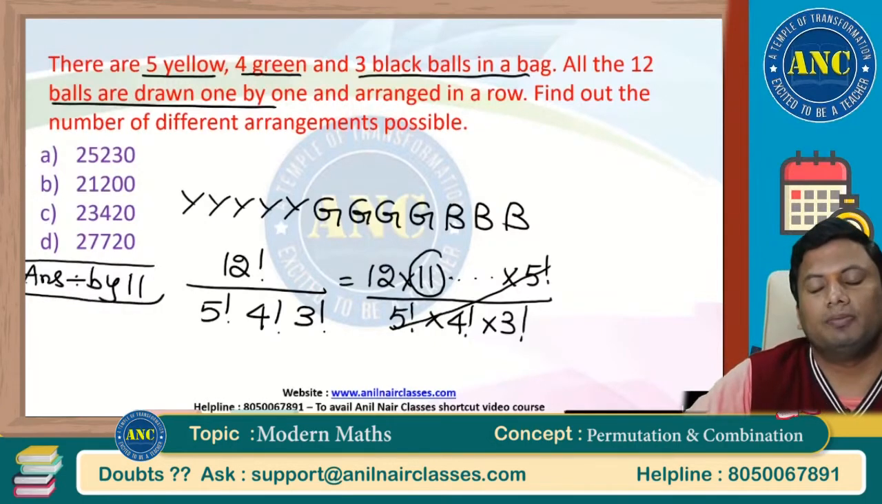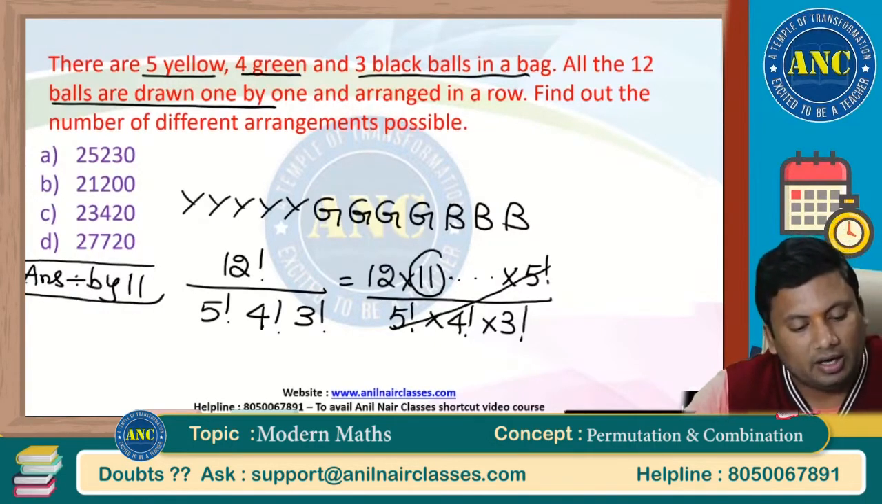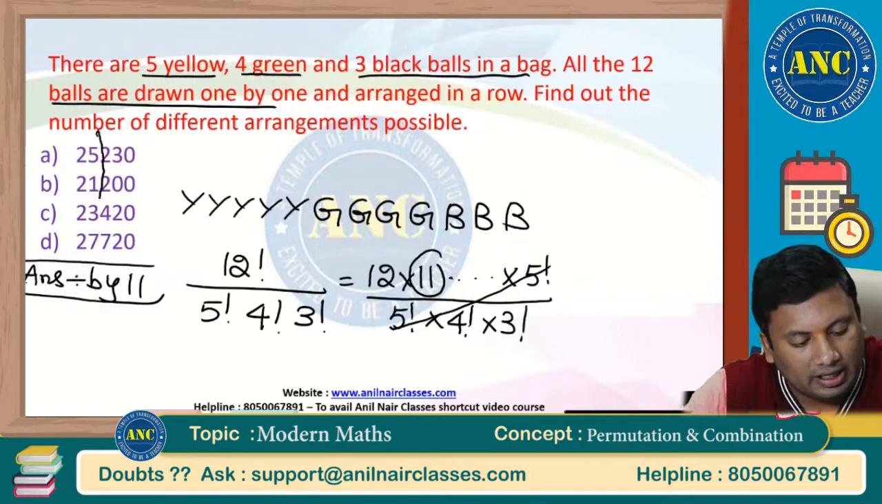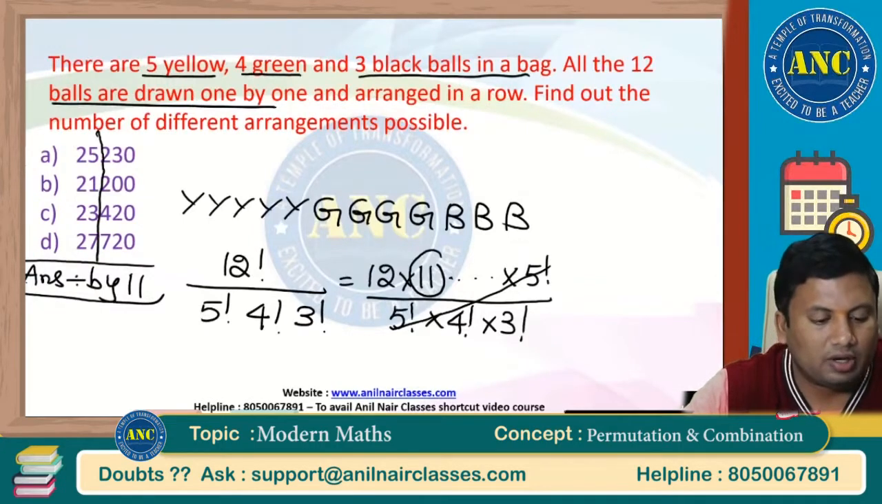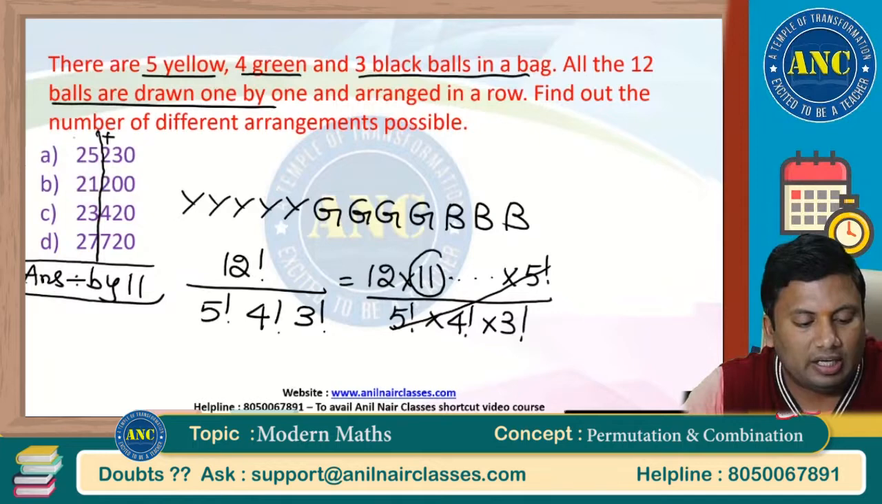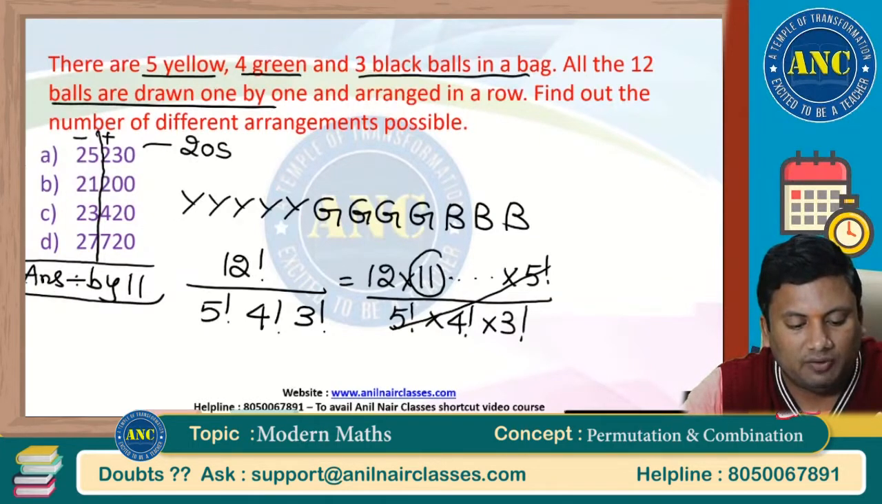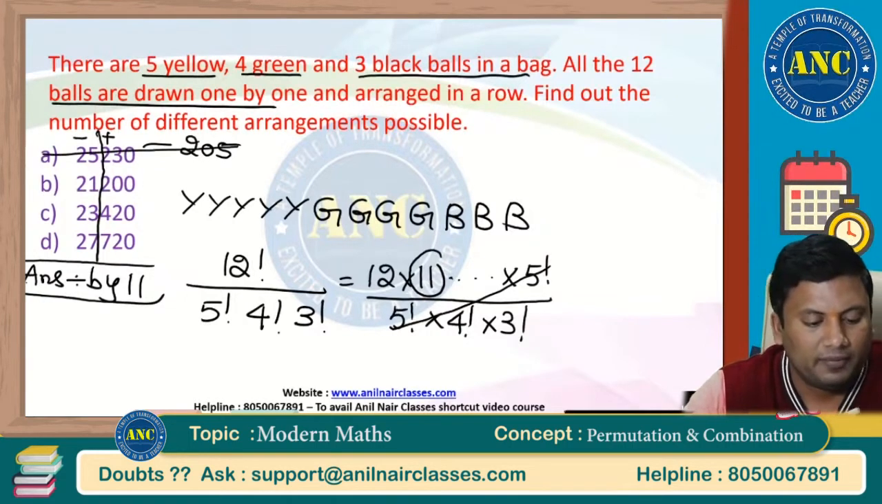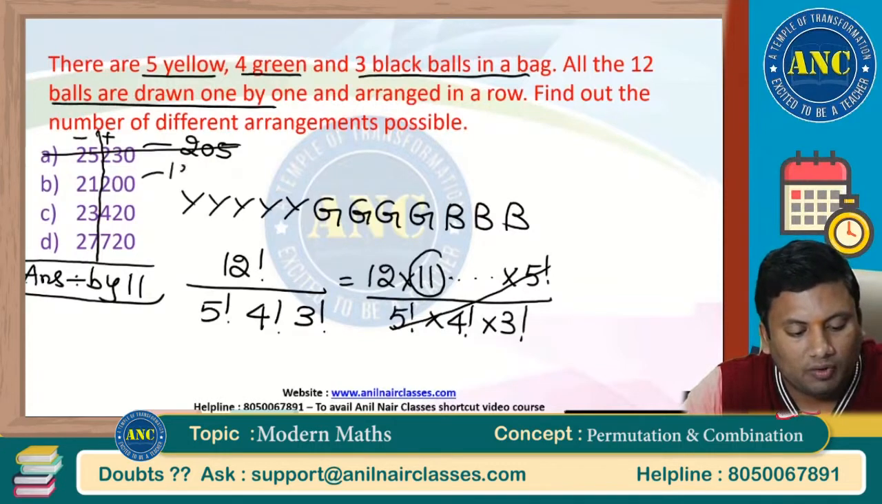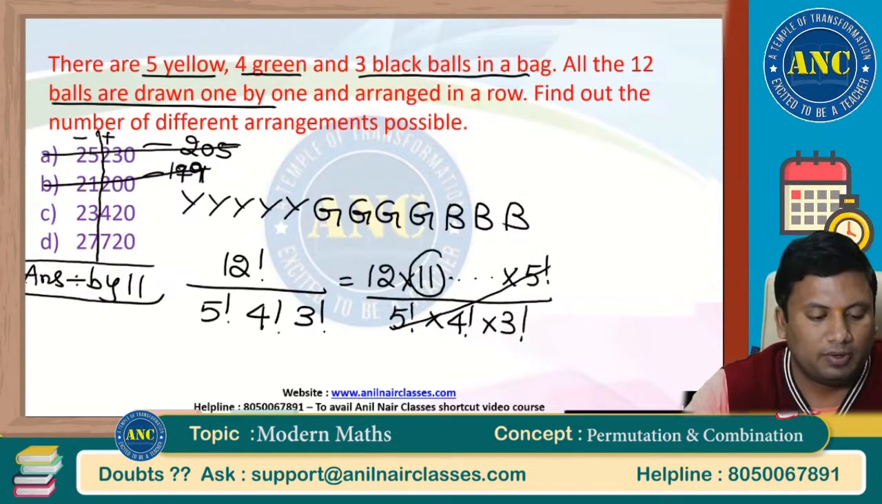What is the divisibility rule of 11? Take a group of 3 digits alternately plus and minus. 230 minus 225 is 205, and 205 is not divisible by 11. 200 minus 121 is nothing but 179, and 179 is not divisible by 11.